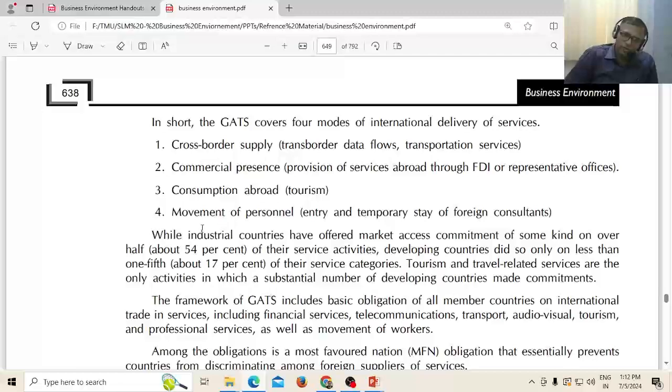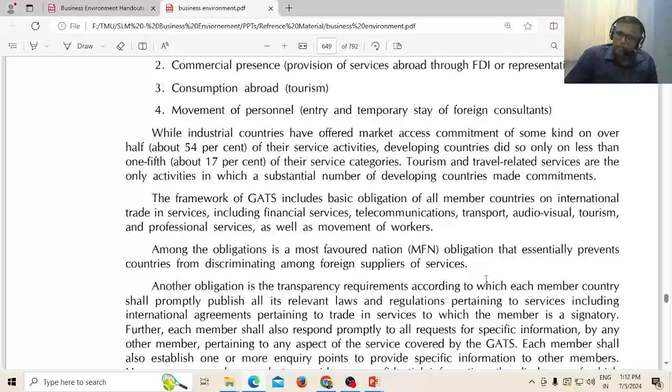Thus, the framework of the GATS includes the basic obligations of all member countries on the international trade in services, including financial services, telecommunication, transport, audiovisual, tourism, and professional services, as well as the movement of workers. The obligation is the most favored nation, MFN, obligation that essentially prevents countries from discriminating among foreign suppliers of services.